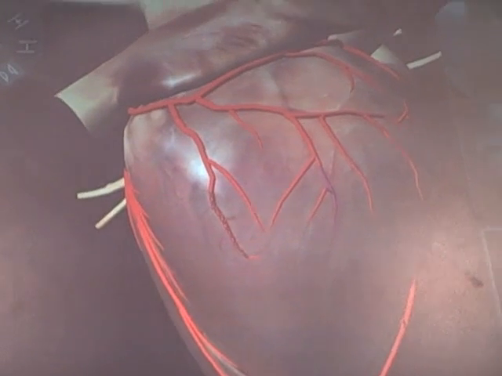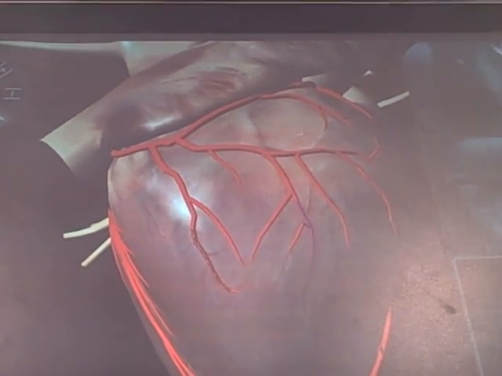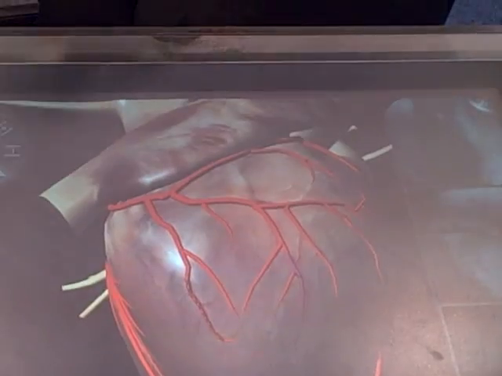So again, this is stored with the patient's record, and you could obviously sit down with the patient and provide a consultation on what's happened or what is going to happen in a procedure.